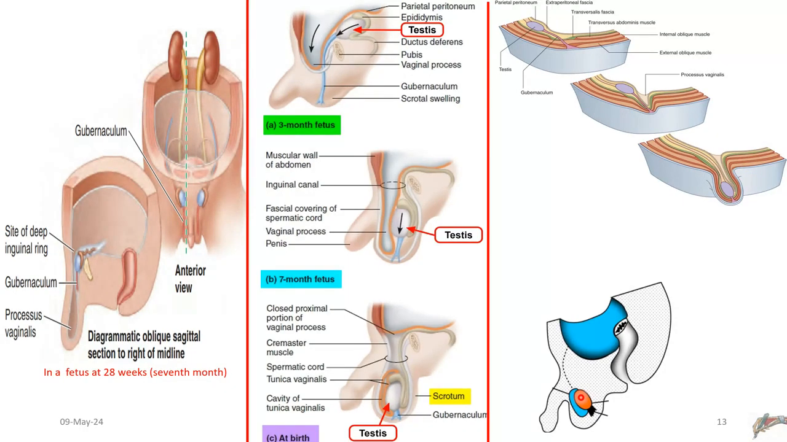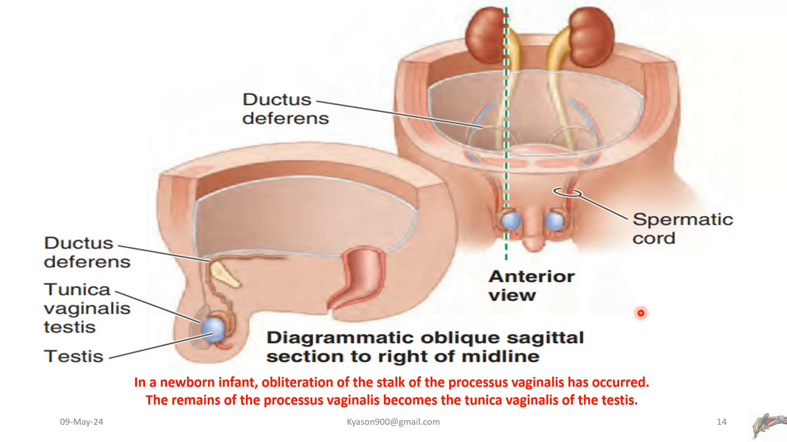Okay, so that's how the inguinal canal forms in the main. It forms during the process of testicular descent, and we have explained that. This image shows us the same thing.